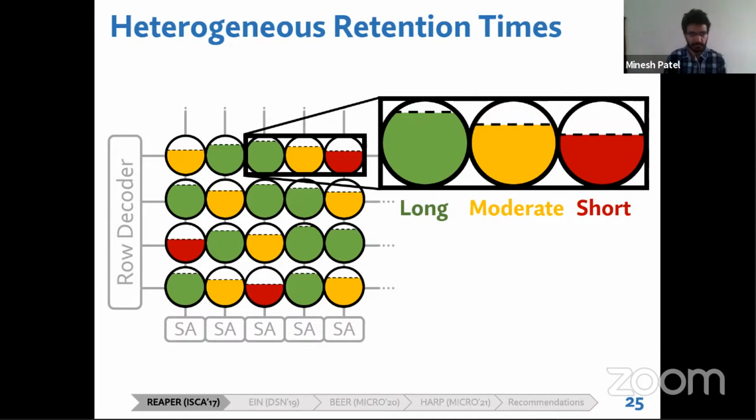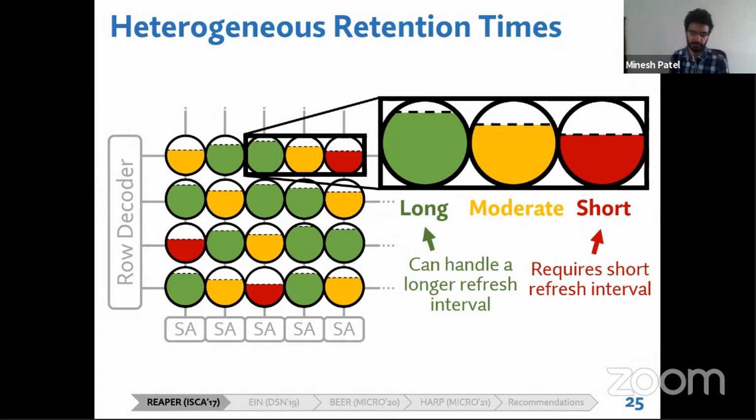And this essentially means that the cells with short retention times, essentially the red and potentially the yellow cells, require a short refresh interval. And the cells with a longer retention time can handle a longer refresh interval.